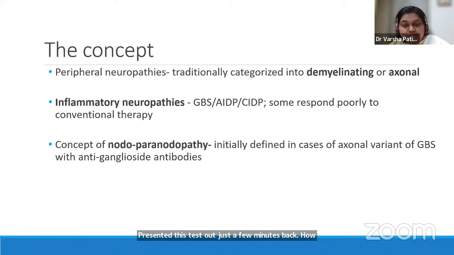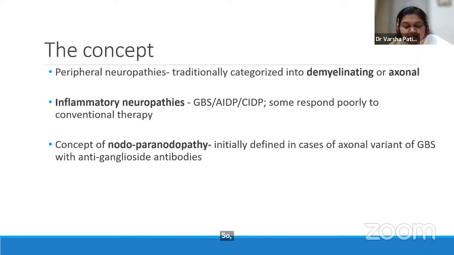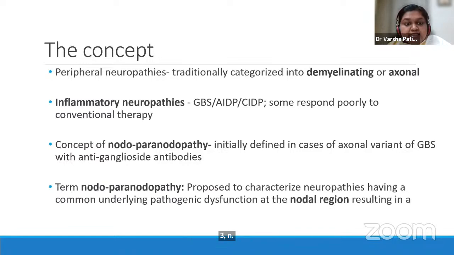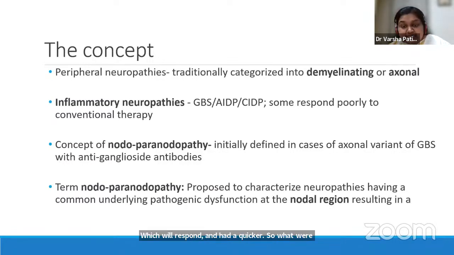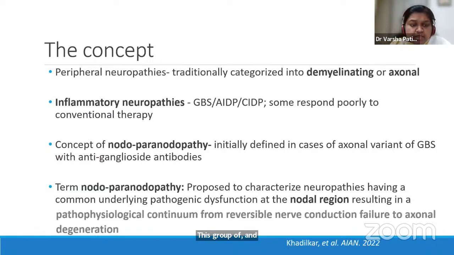So there were these axonal neuropathies which had anti-ganglioside antibodies, and the common concept is that the axonal variant of GBS, AMAN, will have a poor prognosis. But there were these groups which would respond and had a quick recovery. So what were these? Then they termed this a nodoparanodopathy. It was basically to characterize this group of neuropathies which have a common pathogenic dysfunction. And here comes the concept of the node. So it is a pathophysiological continuum from reversible conduction failures to axonal degeneration.